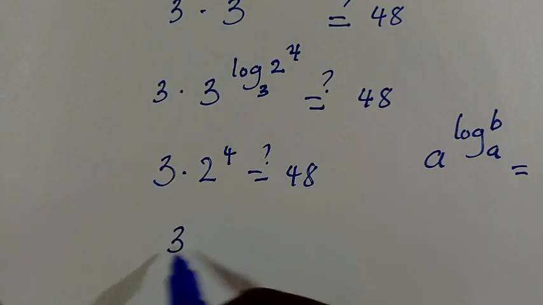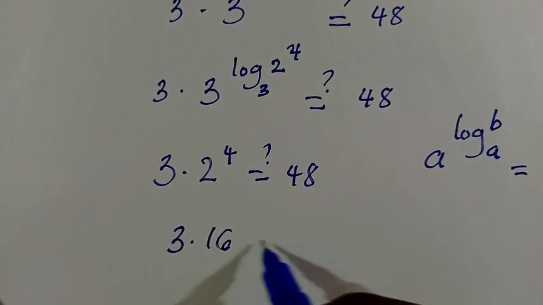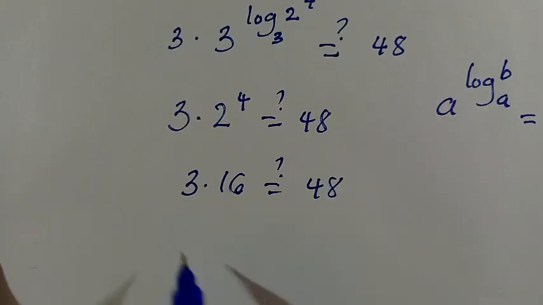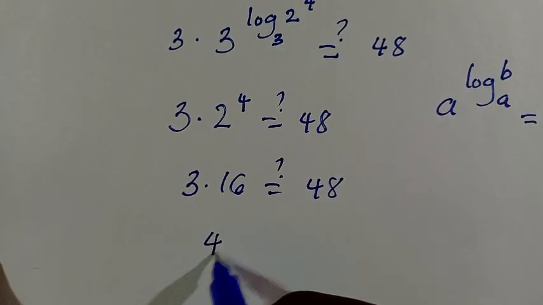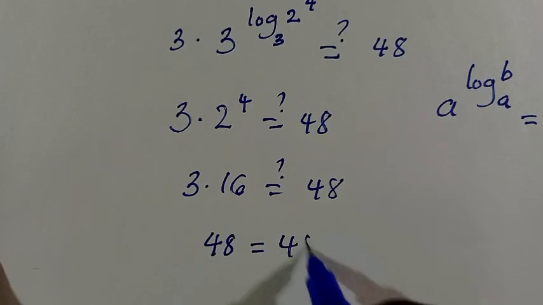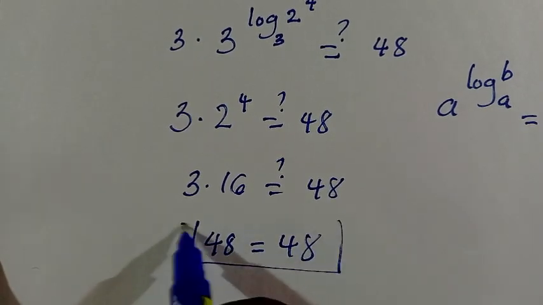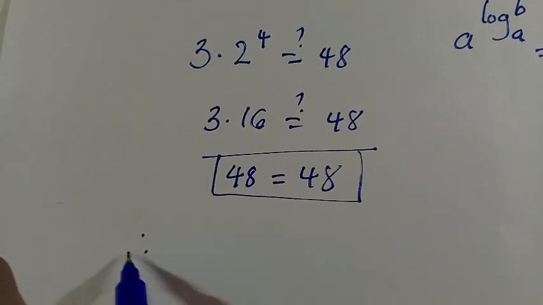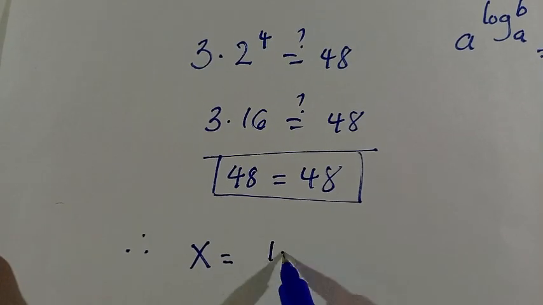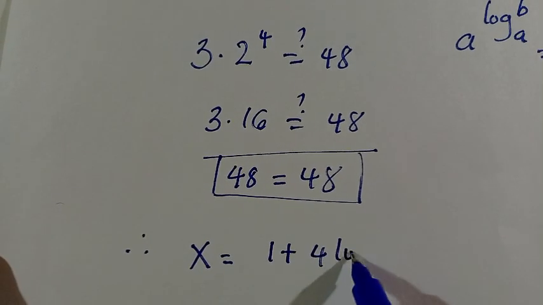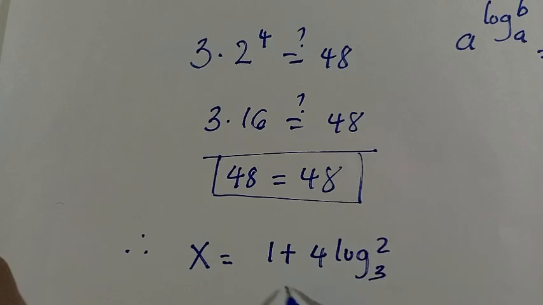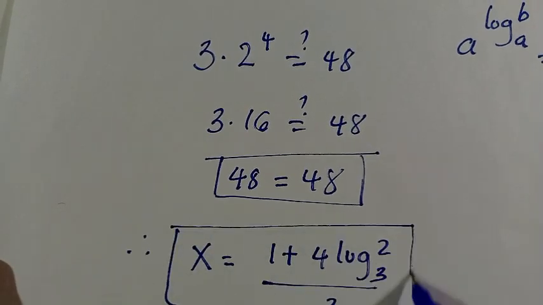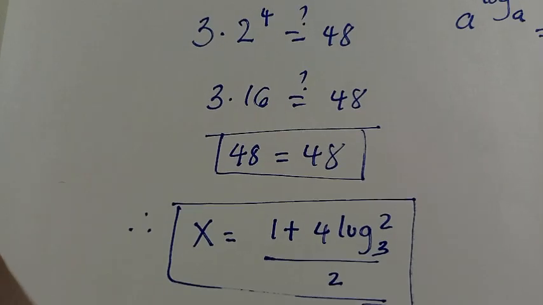So here 3 multiplied by 2 raised to the power 4, that is 16. Is it equals 48? So 3 multiplied by 16, that is 48, equals 48. And here is the answer to this problem, as the value of x equals 1 plus 4 log 2 base 3 divided by 2 is the solution to the given question.